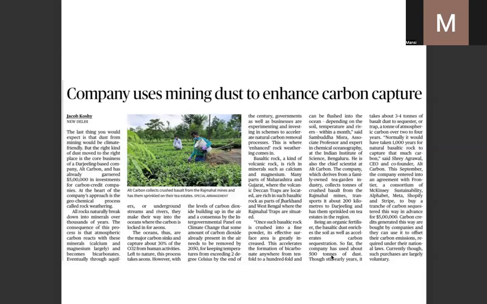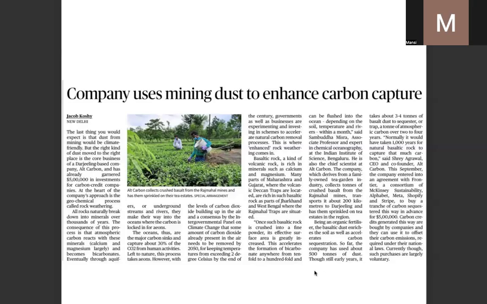Basaltic rocks are a kind of volcanic rock which is rich in minerals like calcium and magnesium. Even in other states like Maharashtra and Gujarat, where the Deccan traps are located, they are rich in such basaltic rocks. Parts of Jharkhand, West Bengal, even the Raj Mahal traps. So Deccan traps and Raj Mahal traps, these are the two keywords that we can look forward to.